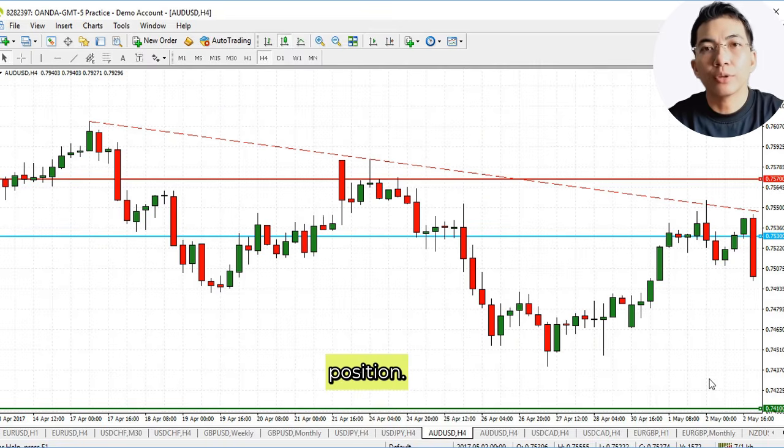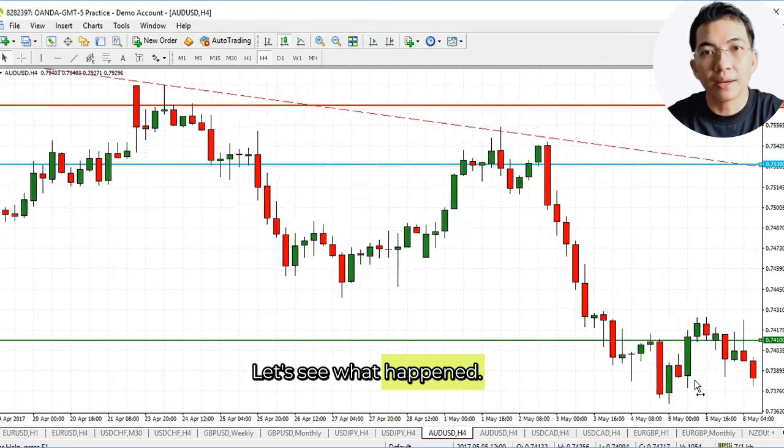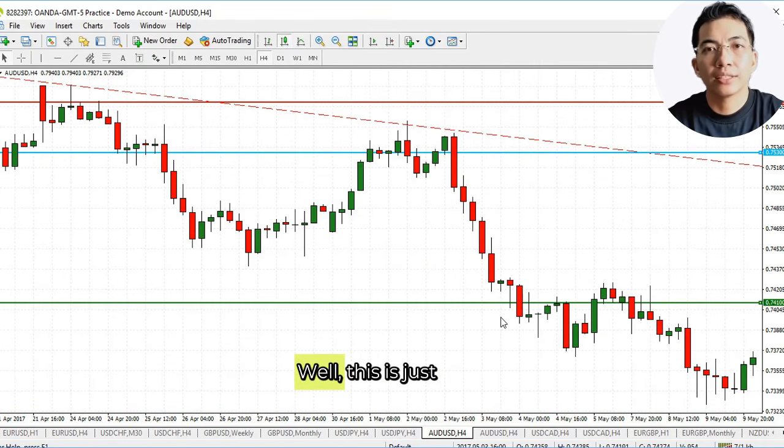So this was my position. Let's see what happened. Well, this is just amazing. I wish I could have trades like this every day. The price went immediately down and reached my take profit in about half a day.